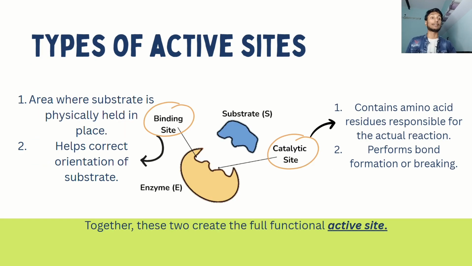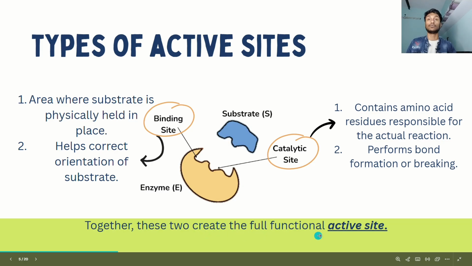So next, types of active sites. First we will discuss the binding site. An area where a substrate is physically held in place or helps correct orientation of the substrate. Binding site is a site where the substrate is held together, with the correct orientation of the substrate. So next point, the catalytic site performs the actual chemical reactions: breaking bonds, forming bonds and transferring groups. Together these two create a fully functional active site.